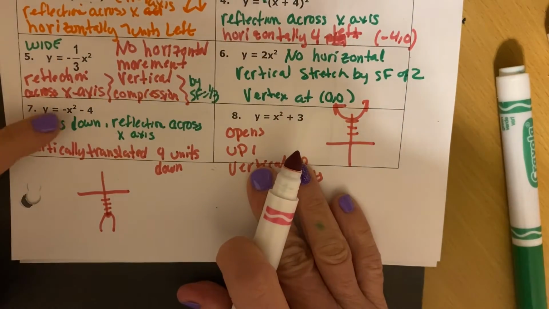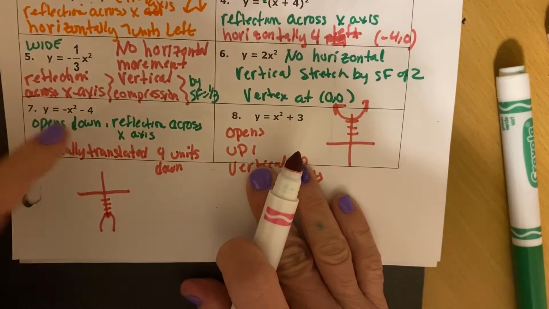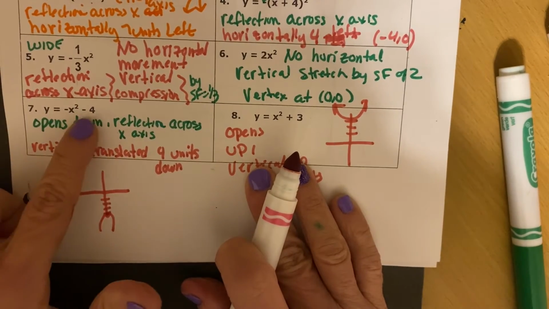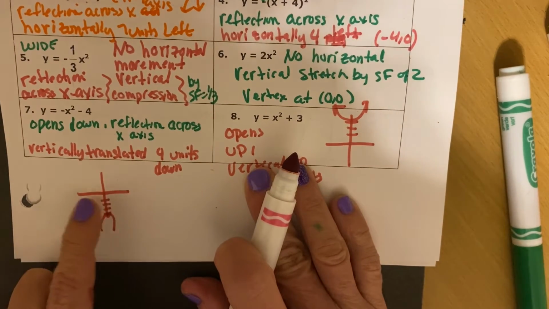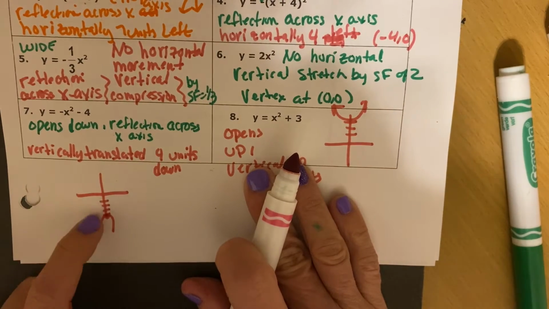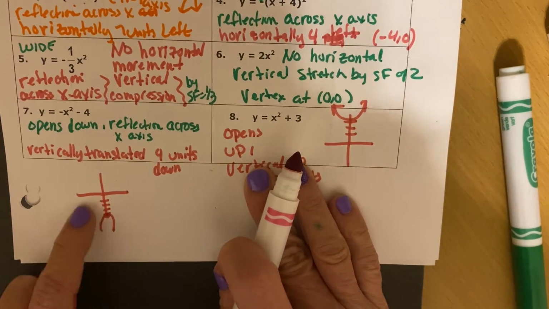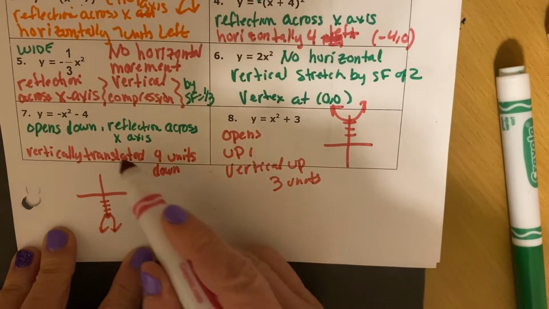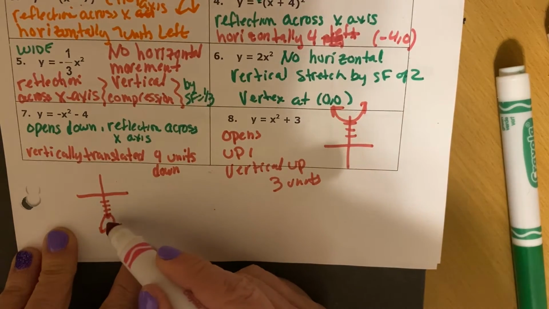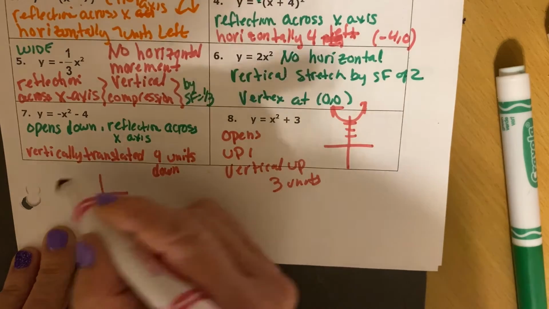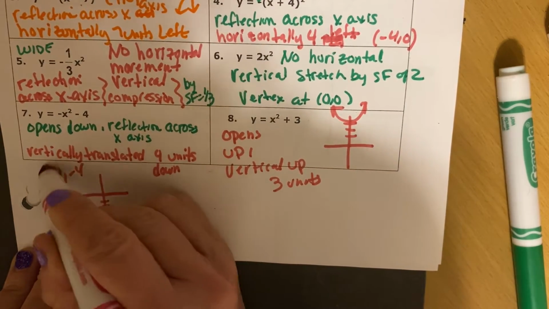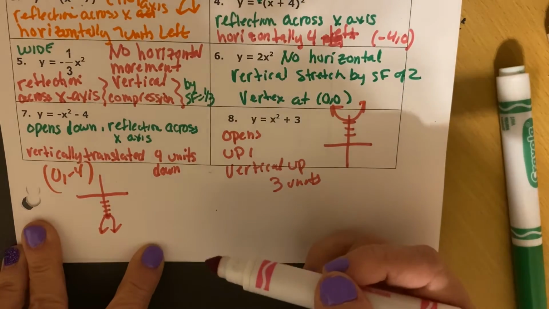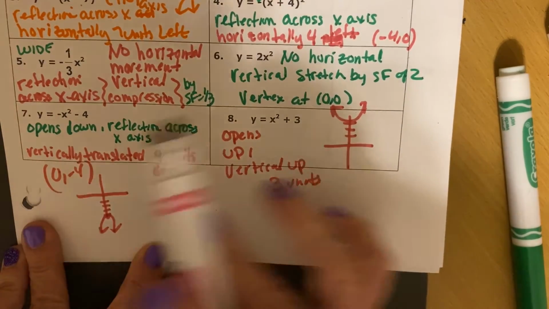Number 7, this negative right here tells me that it opens down, so it's a reflection across the x-axis. And I know that this -4 tells me that I've translated my vertex 4 units down, so 1, 2, 3, 4. So my graph would look similar to something like this, and I moved my vertex 4 units down, so my vertex is at 0, -4. And so all I'm doing is trying to figure out where my vertex is.